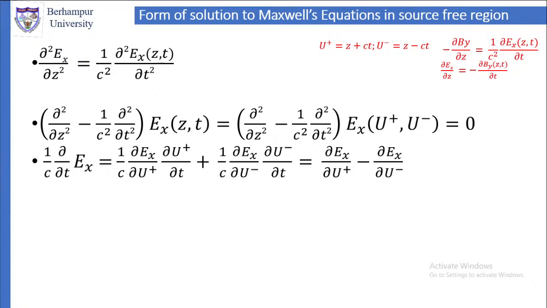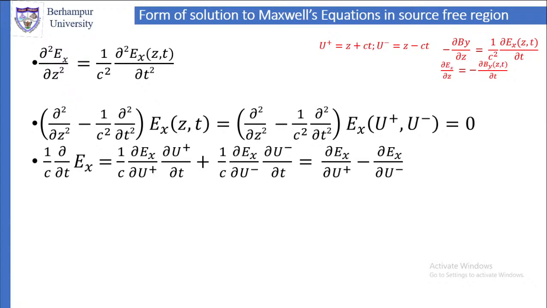Now consider 1 by c dou by dou t operating on Ex. Let us consider what that will give us. 1 by c dou by dou t operating on Ex, that you can write as 1 by c dou by dou t. Use the chain rule there. For dou by dou t we can use dou by dou u plus into dou u plus by dou t. So this will become 1 by c dou Ex by dou u plus into dou u plus by dou t plus 1 by c dou Ex by dou u minus into dou u minus by dou t.